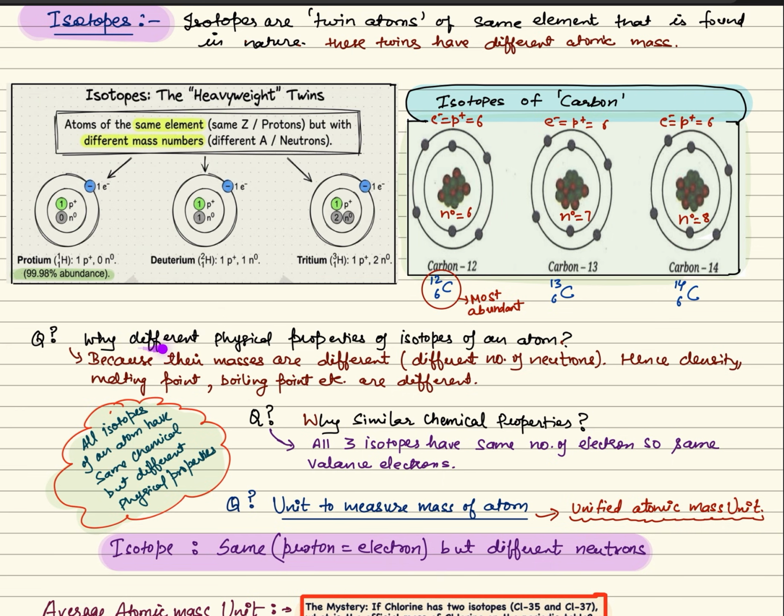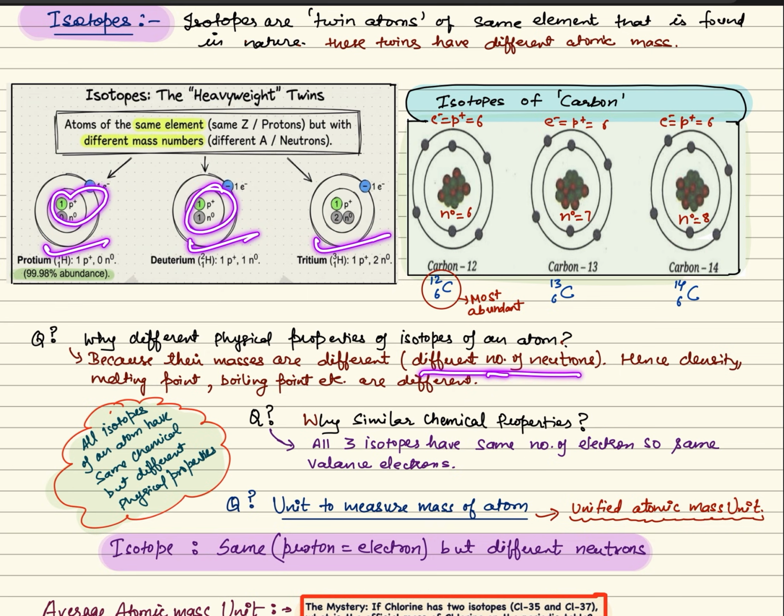Now the question: why do isotopes have different physical properties? See, isotopes have different physical properties but similar chemical properties. Why different physical properties? Because their masses are different. Can you see the mass is different? Its mass is 1, its mass is 2, its mass is 3. So the mass is different.